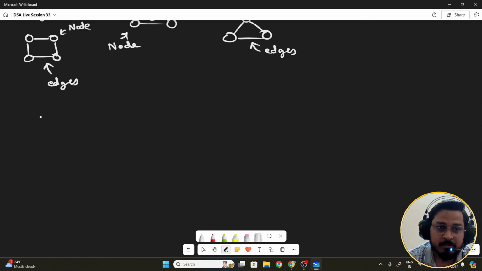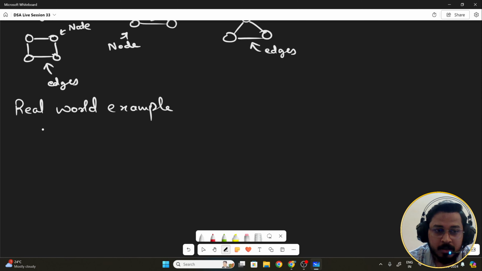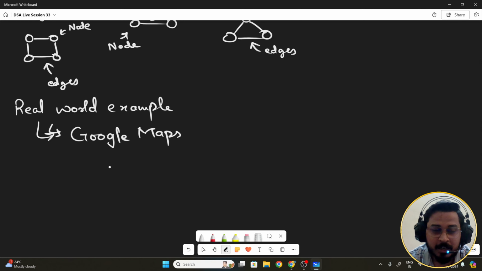In general, a real world example of graphs, the best real world example can be Google Maps, where the data is stored in the form of a graph only. You see this kind of a graph.